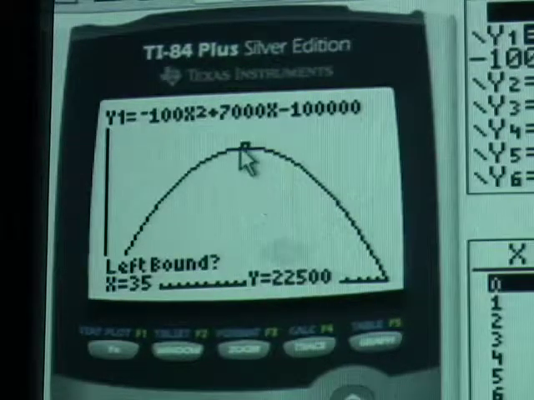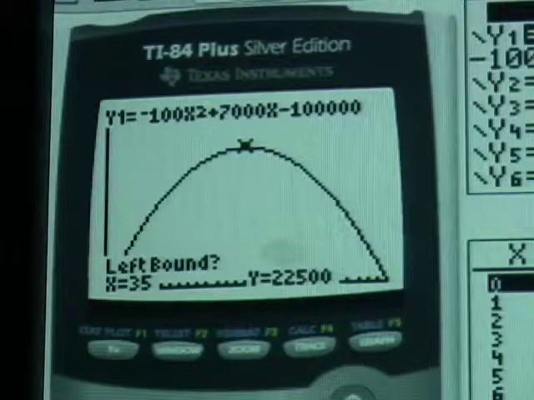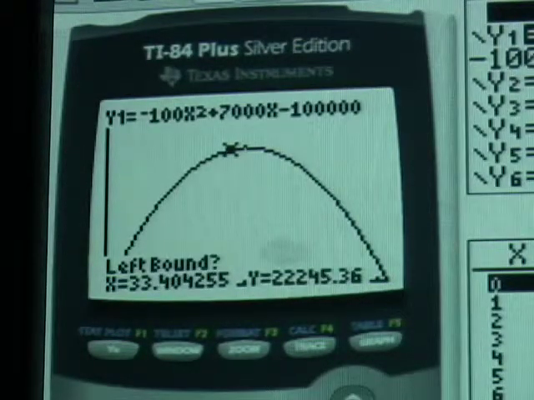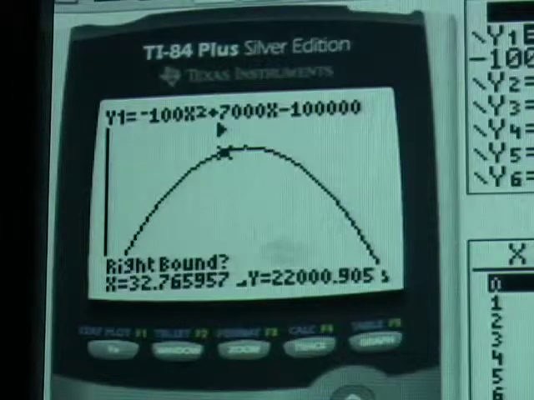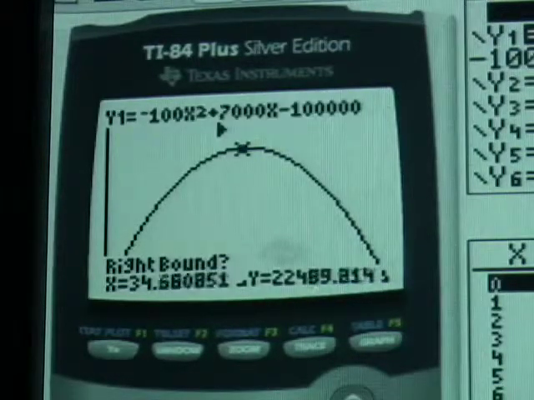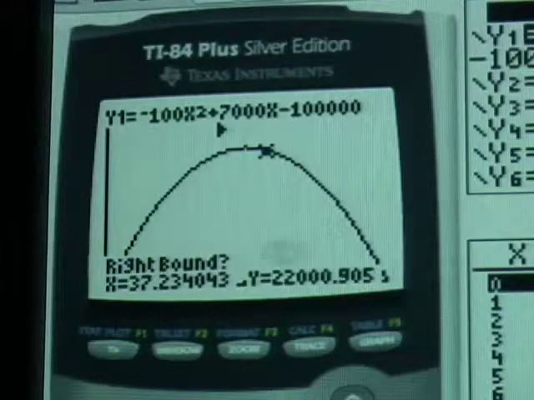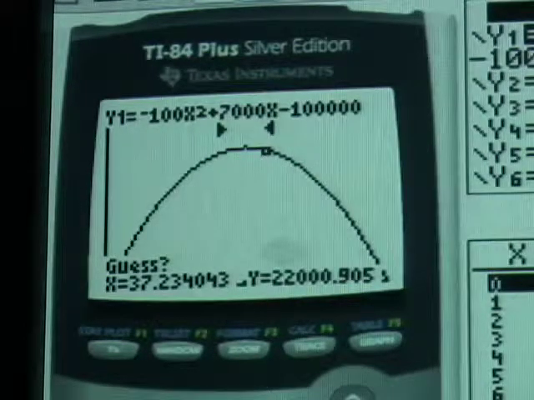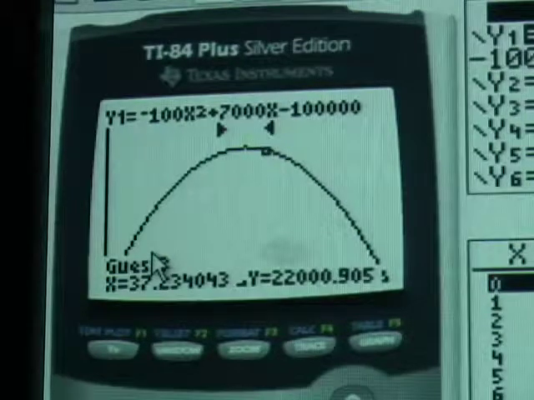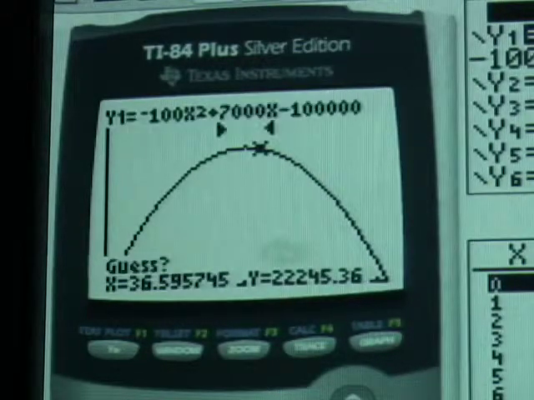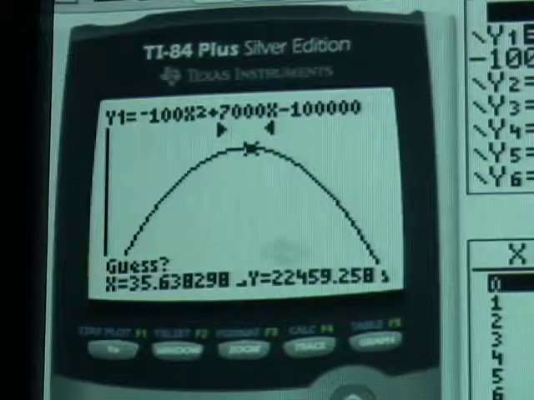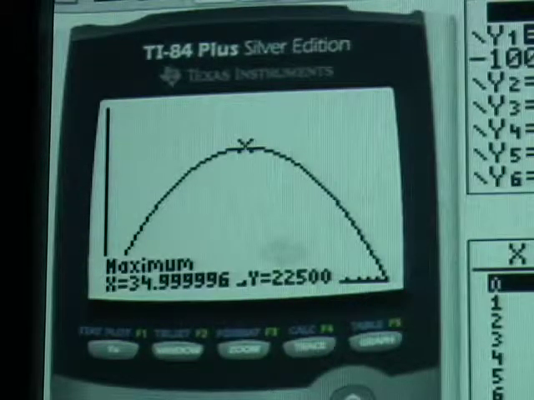Now, for the left bound, what we need to do is move the cursor somewhere to the left. So I'm going to press the left arrow, 2-3 times, and press enter. And then it asks you for the right bound. So I press the right arrow so that it goes to the right of the bend. And then I press enter. And then the calculator wants a guess. For that, just take the cursor back to the center where you think is the maximum. That's a guess. And now enter. Well, the calculator has now found the maximum value for you.